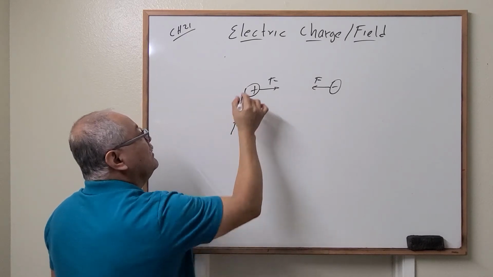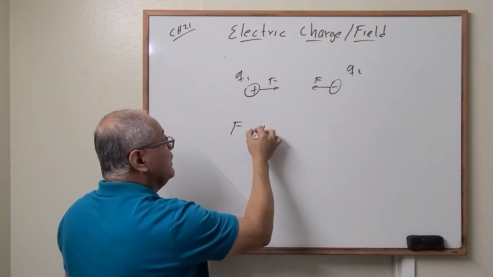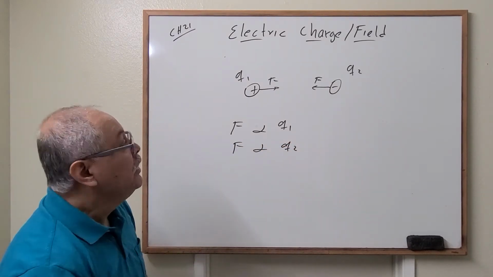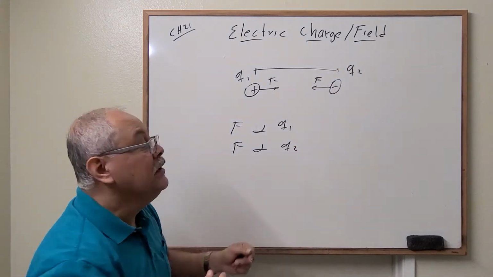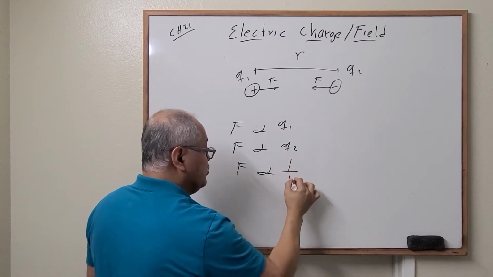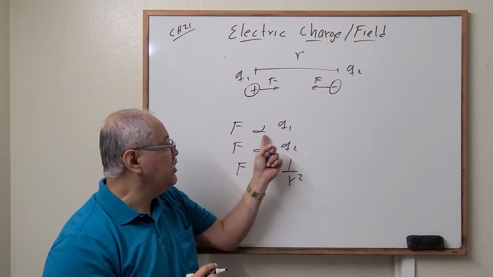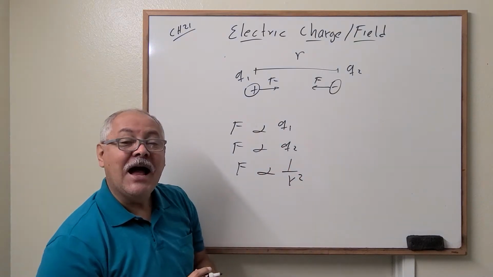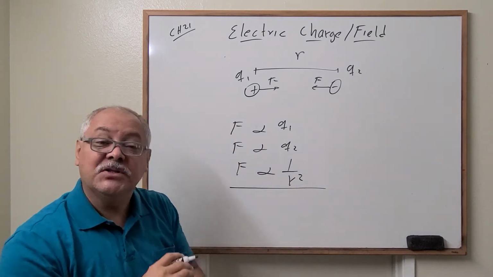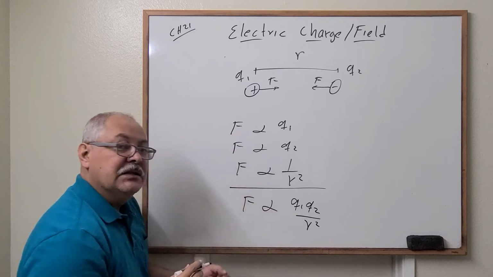Now let's try to find the magnitude of this force. If we call this Q1 and this Q2, remember that the symbol for charge is Q. It's found that this force is proportional to Q1, and also proportional to Q2. Also found by Charles Coulomb, if we call the distance r, the force between these two point charges is inversely proportional to the distance squared. These are the factors affecting this force, and because they are factors, they are multiplied. So the force is proportional to the product of the two charges divided by the distance squared between the charges.